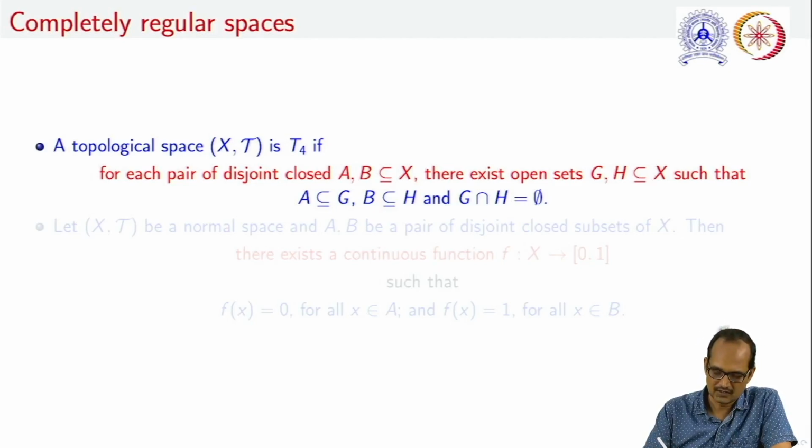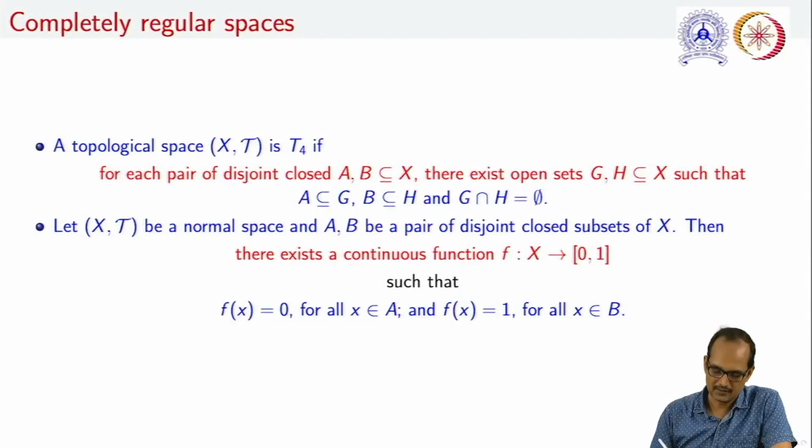We have already studied the concept of T4 spaces as well as normal spaces. Let us have a look at that. We say that a topological space (X, tau) is T4 if for each pair of disjoint closed sets A and B, there exist open sets G and H such that G contains A, H contains B, and G as well as H are disjoint. We have also seen that a normal space is nothing but a space which is T1 as well as T4.